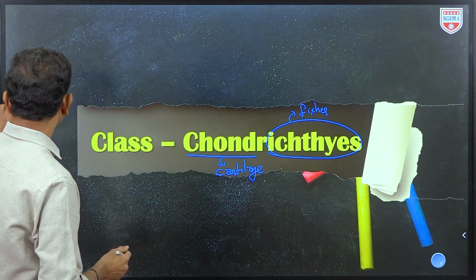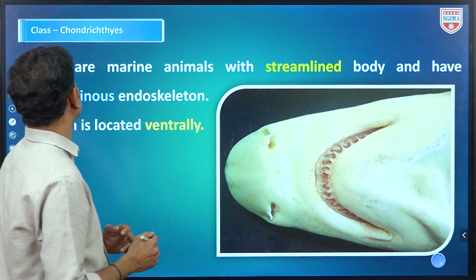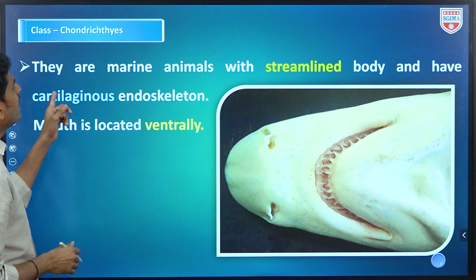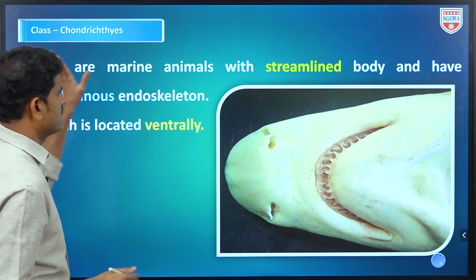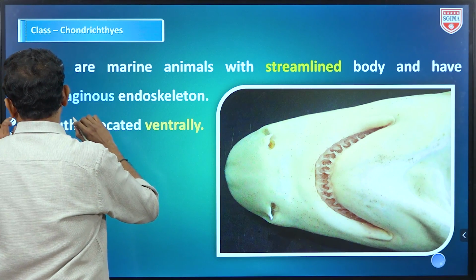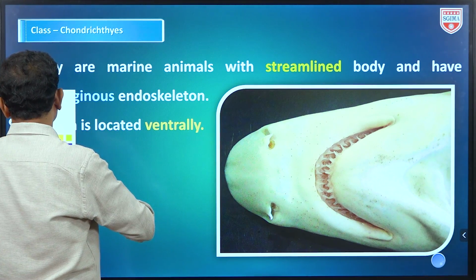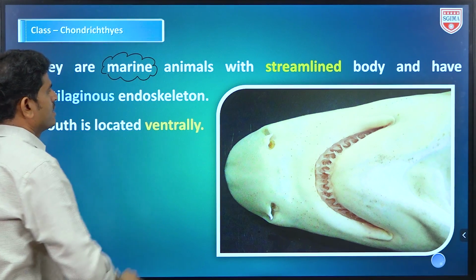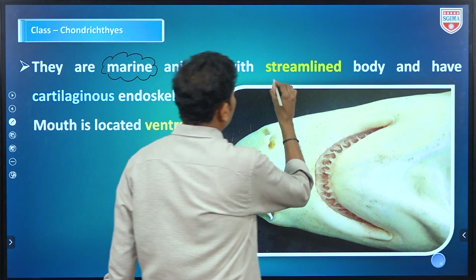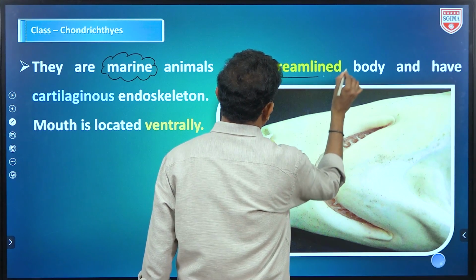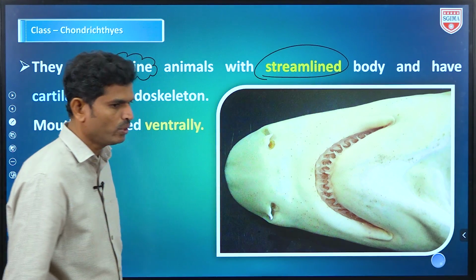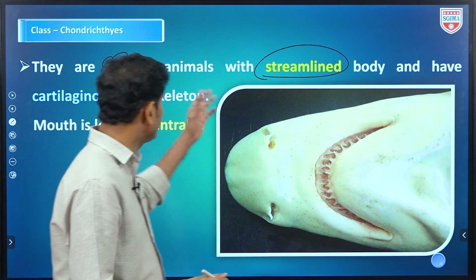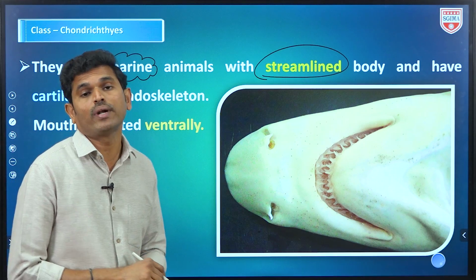So let us see what are the characters of this class Chondrichthyes. Yes, first point, they are marine animals. So in Chondrichthyes fishes, the first point we are going to discuss here: these are marine organisms, marine animals, with a streamlined body. What is the meaning of this streamlined body? Streamlined बोले तो these are well designed. These are living in which one? Marine बोले तो aquatic habitat.